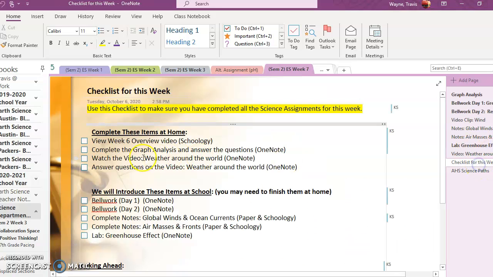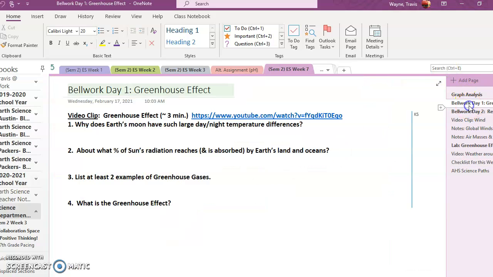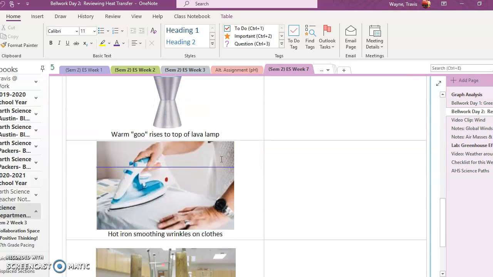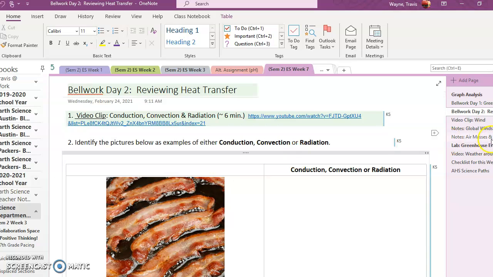All right. Let's take a look at what you guys are doing here in school this week. On Monday, Tuesday, Thursday, Friday, whatever that case may be, you are going to be working on your bell work at the start of class. So day 1 is going to be looking at the Earth's moon, sun's radiation, greenhouse effect, and how that all works together. On day number 2, we're going to dive a little further in with conduction, convection, and radiation with a few more examples of what those are and what they might look like.